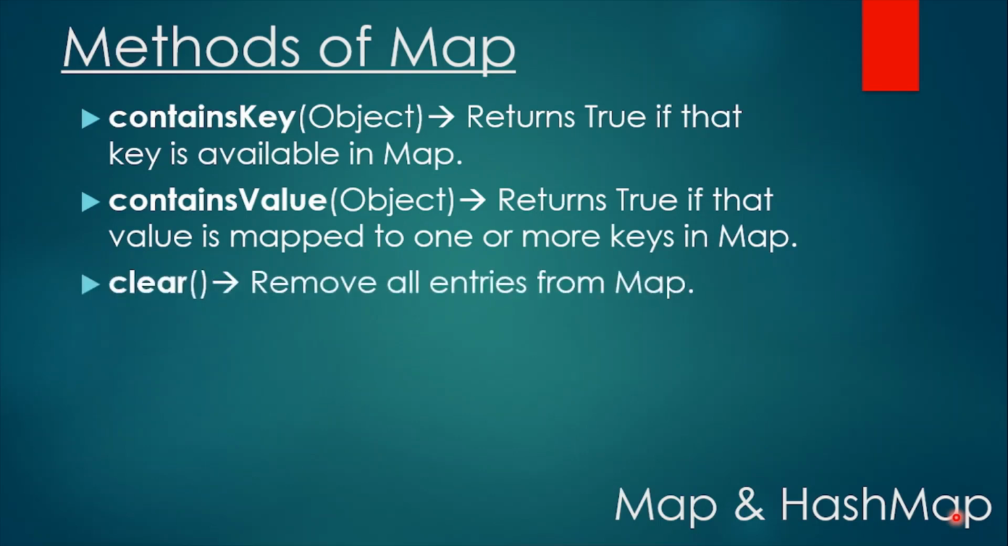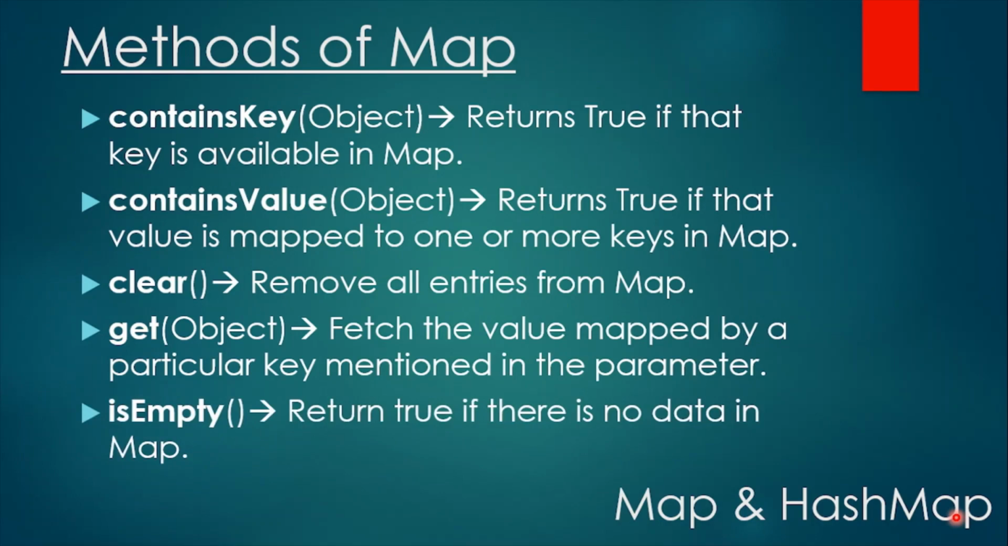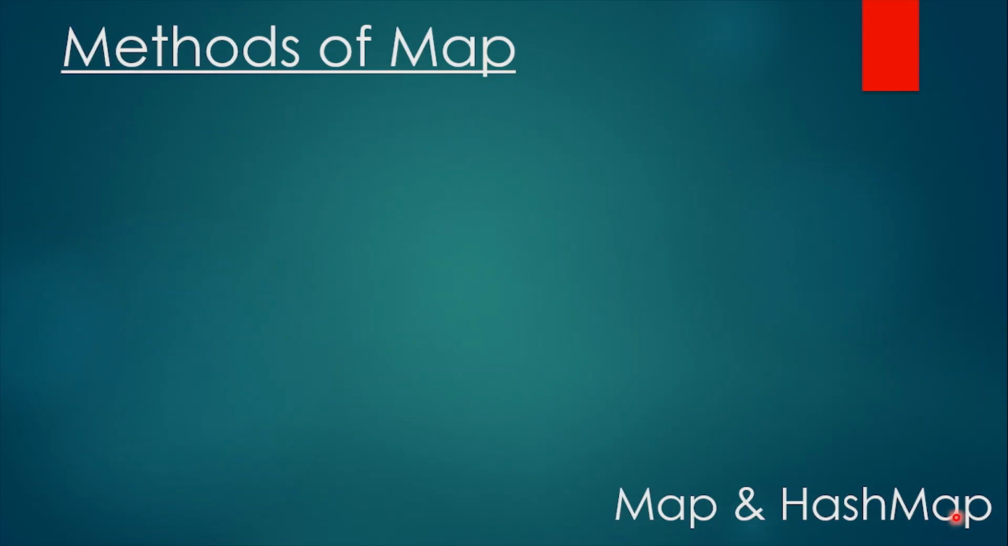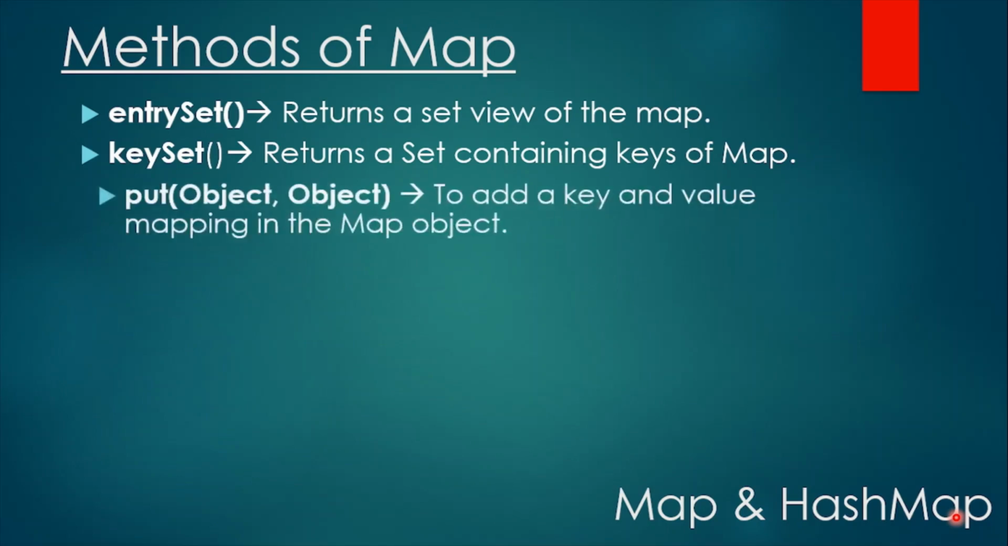Then we have the clear method. This is used to remove all the entries from the map. Then we have the get method. So this is used to fetch the value of the key which is provided as an argument. We also have the isEmpty method. This will return true if there is no data in the map. We also have entrySet and keySet. So these will return a set view of the map, and the keySet will return a set which contains only the keys of the map.